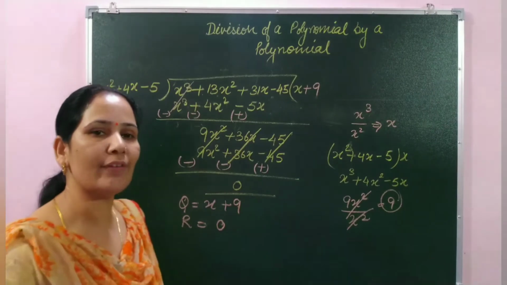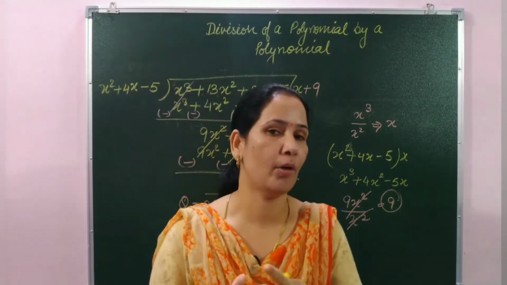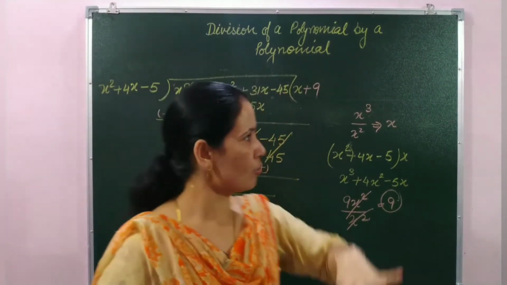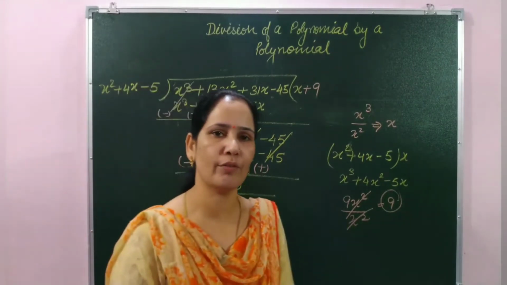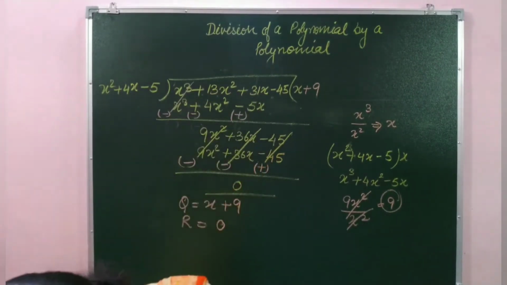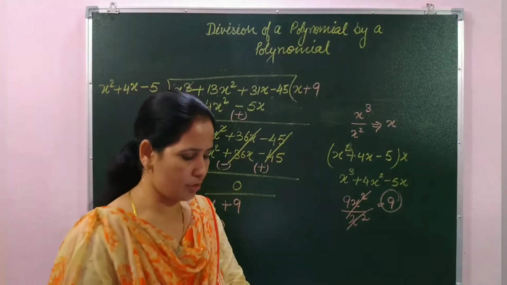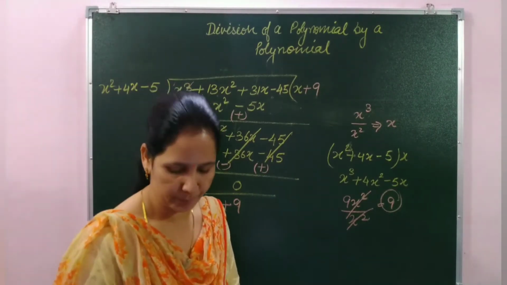So in this way we are going to divide a polynomial by a polynomial. So all parts of these questions we have to do like this only. Now move on to the next question, that is question number 4.